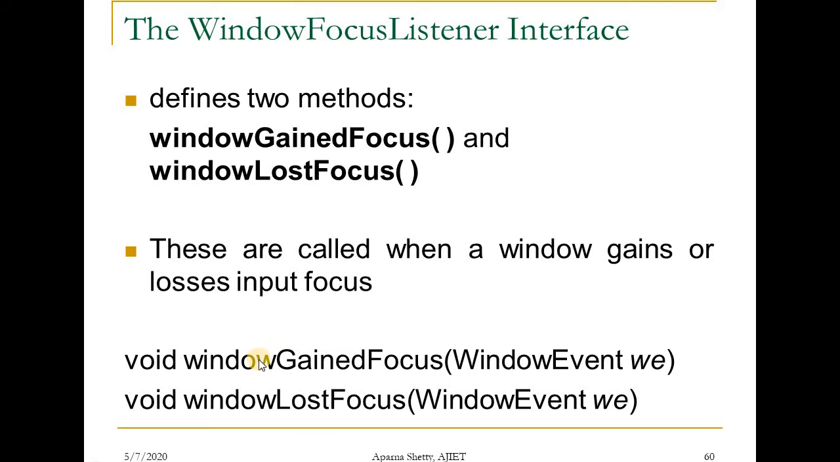This is the general form of these methods. Window gained focus will take the window event object as a parameter. The next method, window lost focus, will also take the window event object as a parameter. So these are two methods to handle window focus events, whether the window gains or loses input focus.